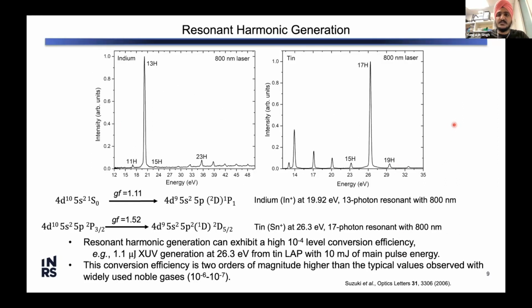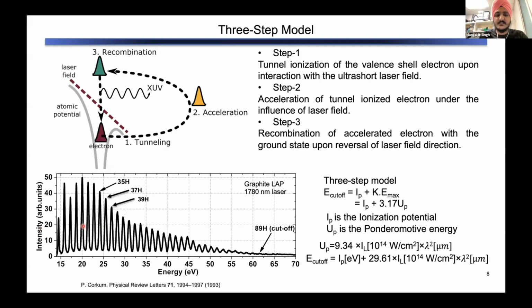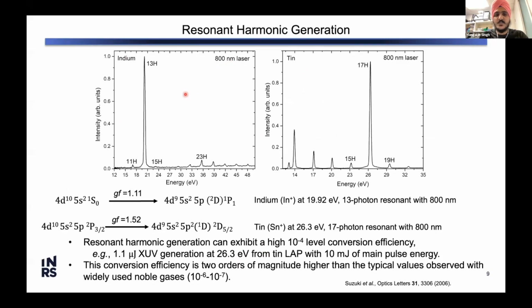Here I have shown two interesting harmonic spectra, one from indium and the other from tin. If you look at the spectrum of graphite, we can see that the harmonic intensities of the individual harmonics are comparable to their neighboring harmonics, and then it varies in a very smooth manner until the cutoff. But in the case of indium and tin, we can see that one particular harmonic order has intensity which is much higher than the other neighboring harmonics. And similar is the case with tin. So in indium, we have the 13th harmonic, the resonant harmonic order, which is enhanced at 800 nanometer.